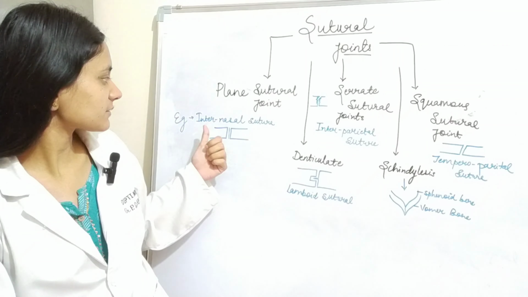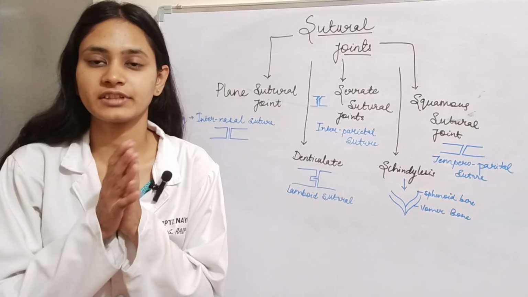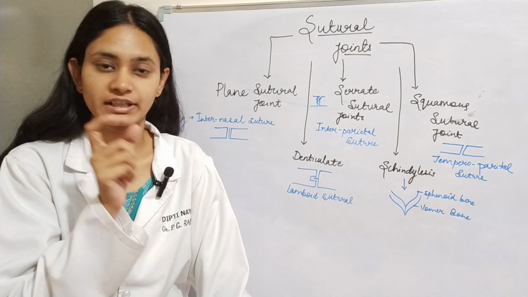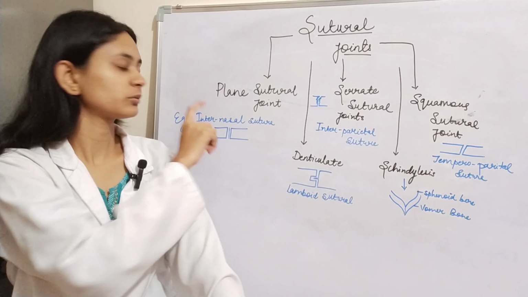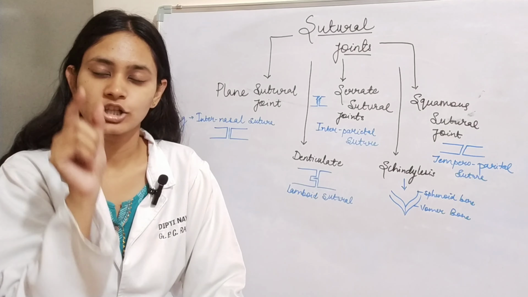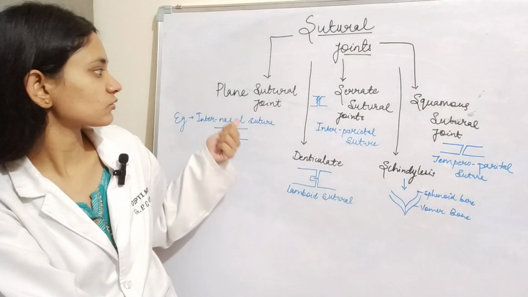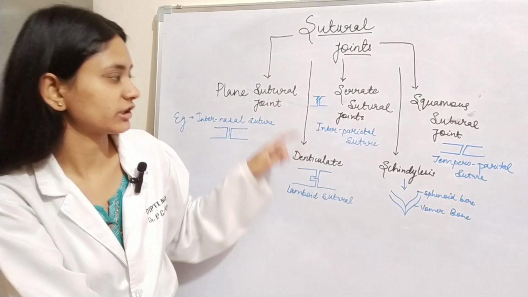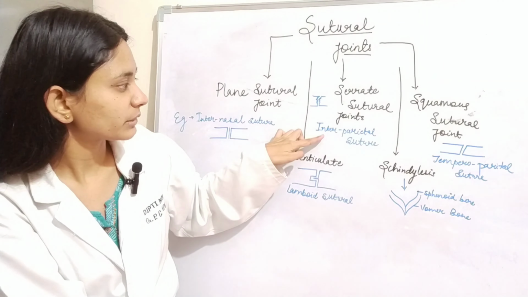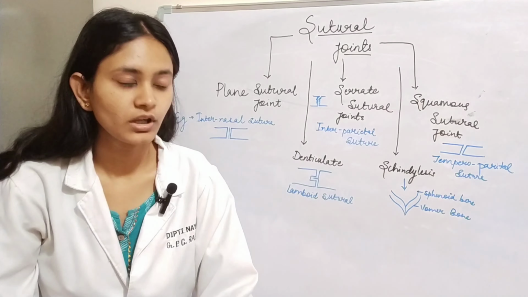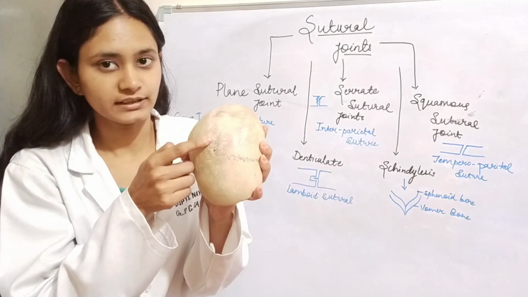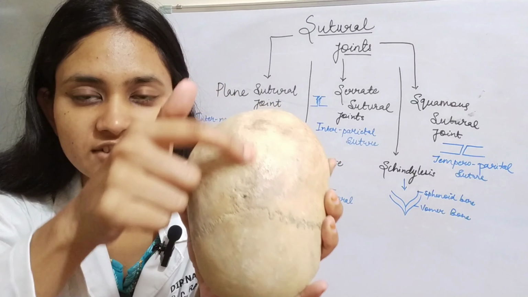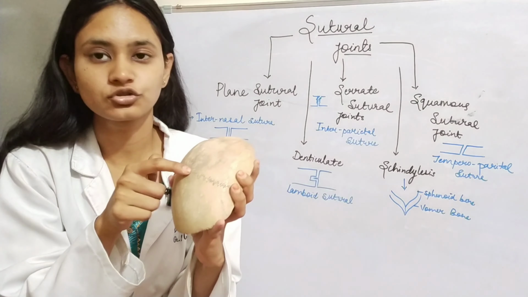In plain sutural joint, it is present between internasal suture. When we had studied the axial skeleton, I have shown you the internasal region where it is present, the nasal bone, and between two nasal bones there is internasal suture, that is the joint of plain sutural joint. Denticulate, it is present between lambdoid sutural region. Serrate sutural joint, it is present between interparietal suture. So if you see the parietal region of our head, the two parietal regions, this joint is known as serrate sutural joint.